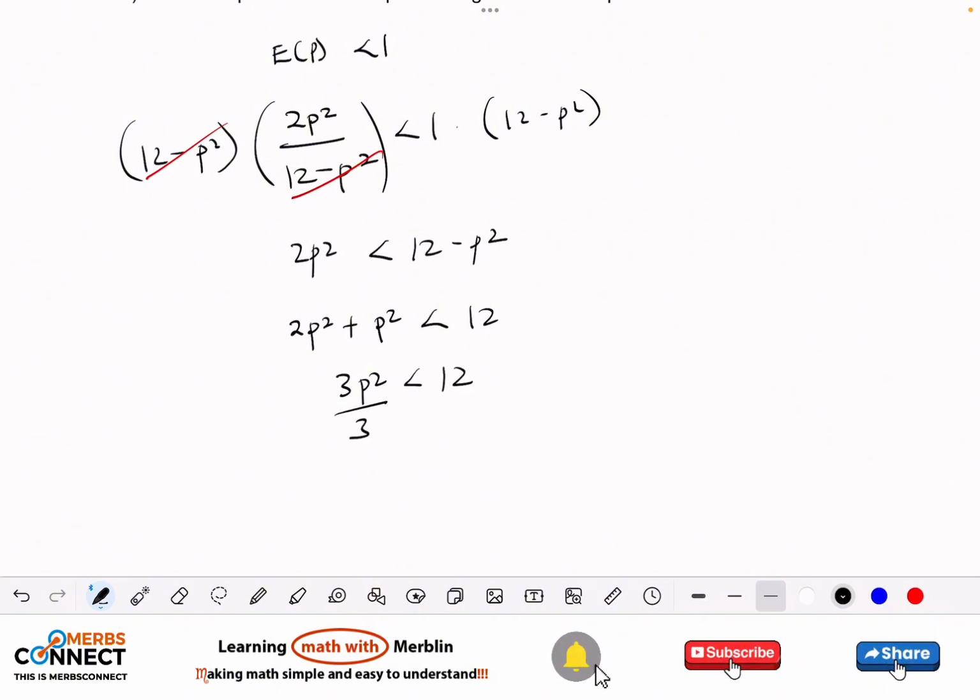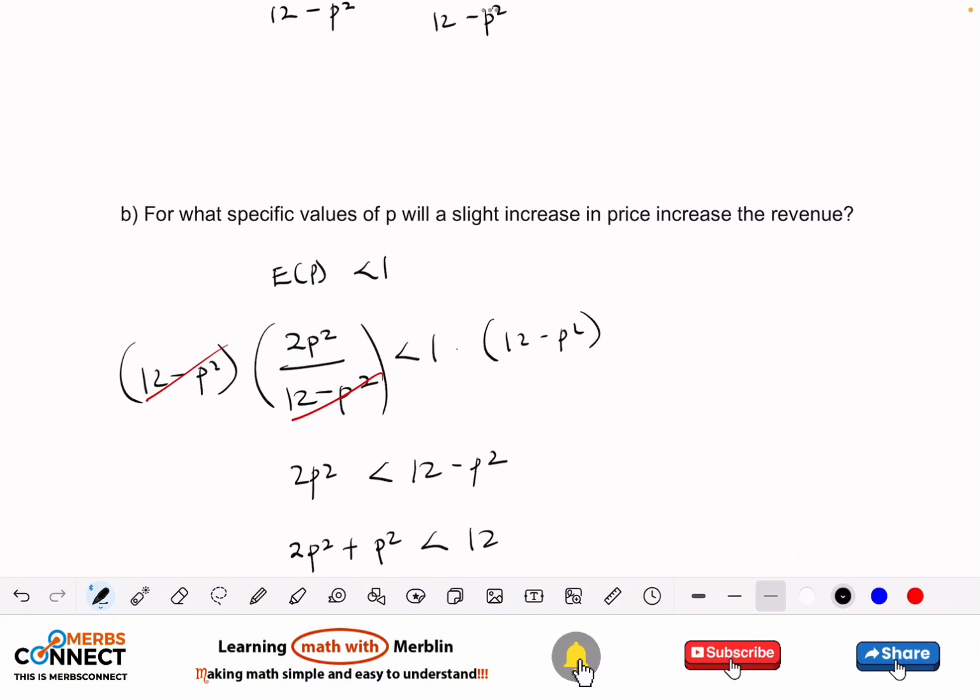I divide through by 3, P squared will be less than 4. Take the square root on both sides and P should be less than 2. So this is what you are going to get for the price too as well.